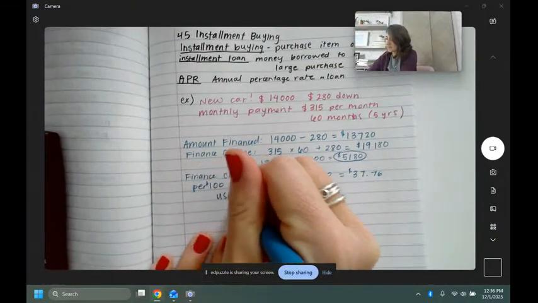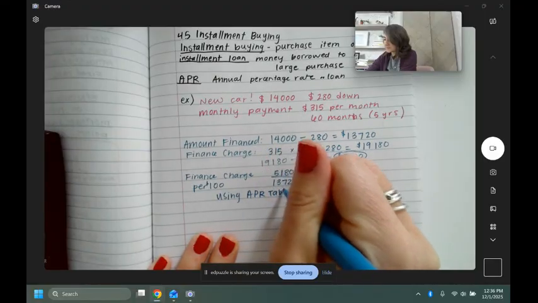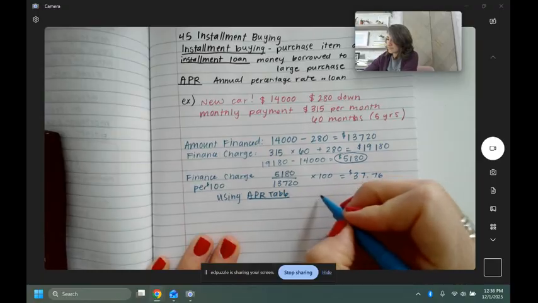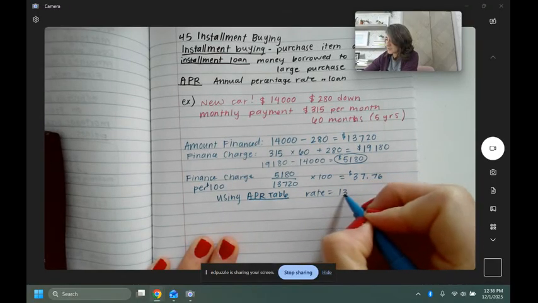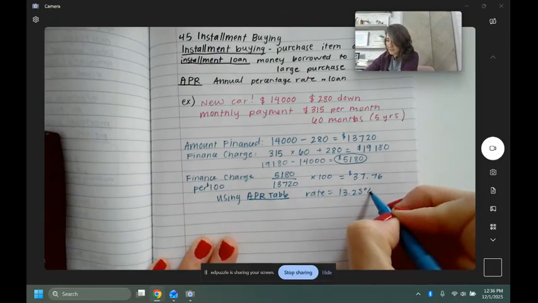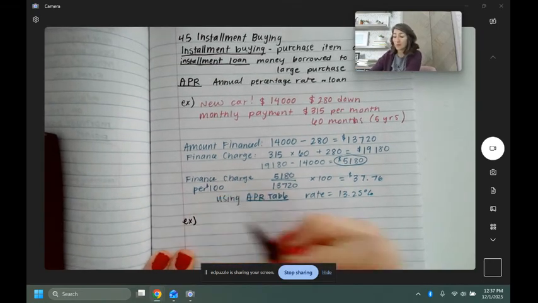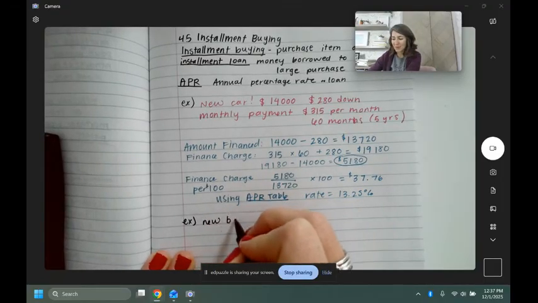Using the APR table, the rate is 13.25%. Okay, move on. Feel free to do this again. I'll give you an example here that you can do on your own time if you want to. A new boat.